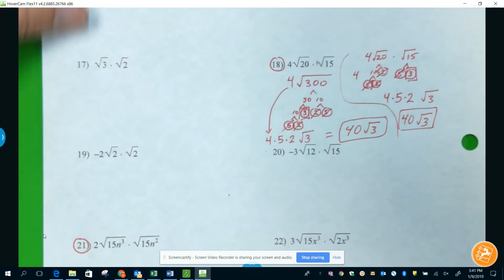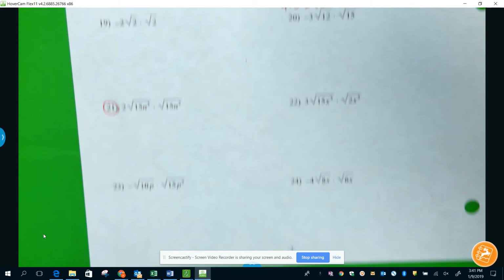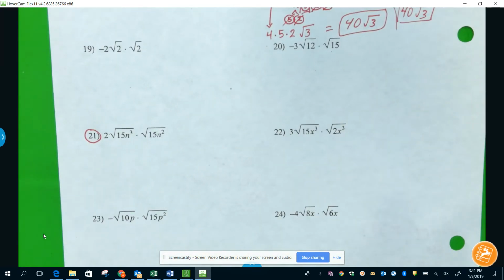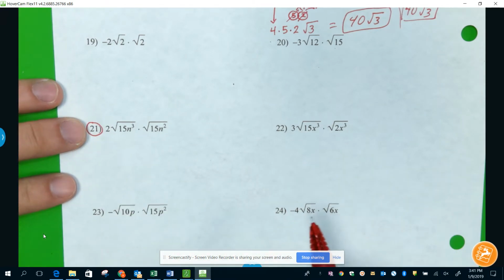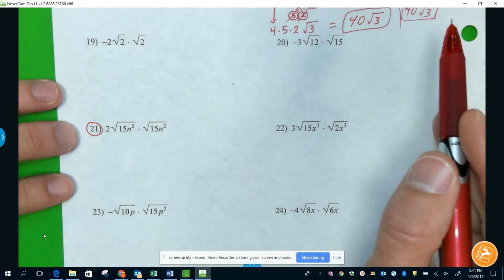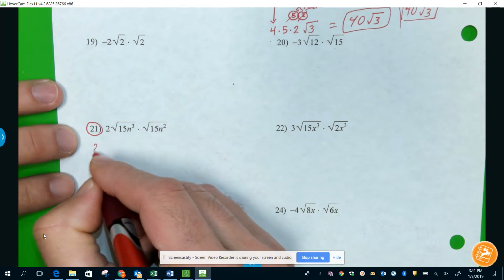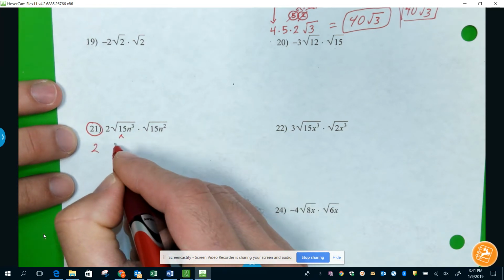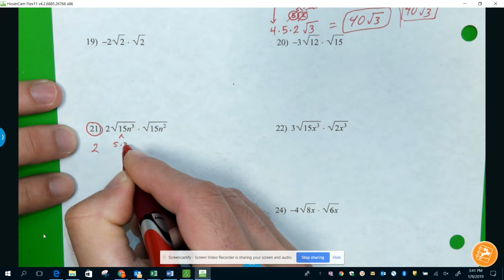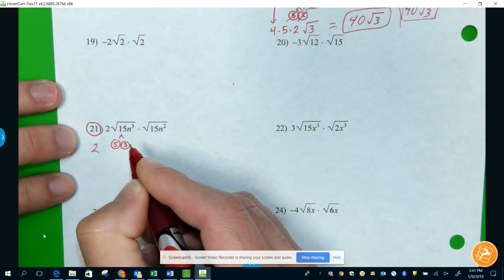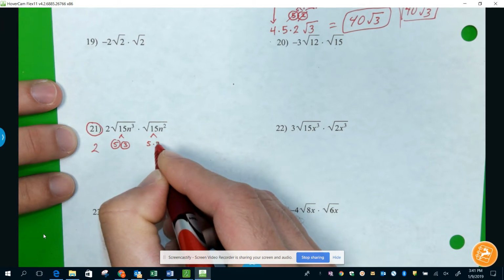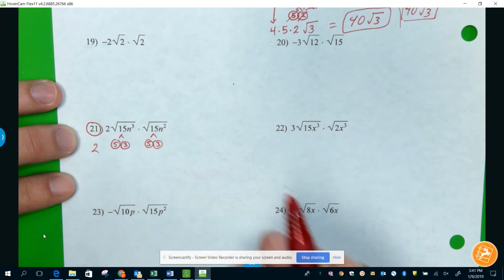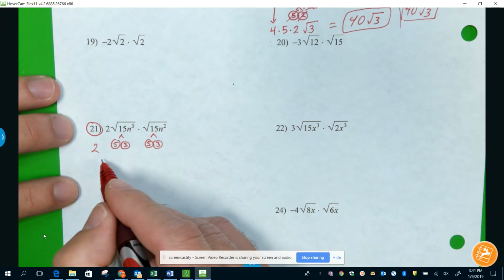21. Again, we are multiplying 2 radicals together. You have 2 different ways you can do it. I'm going to do this one the second way that I showed you up here. I've got a 2 on the outside, so I'm going to break down my 15. That's 5 times 3, and those are both prime. Now I'm going to break down this 15, which is also 5 times 3, and those are both prime. So I've got a 2 on the outside.